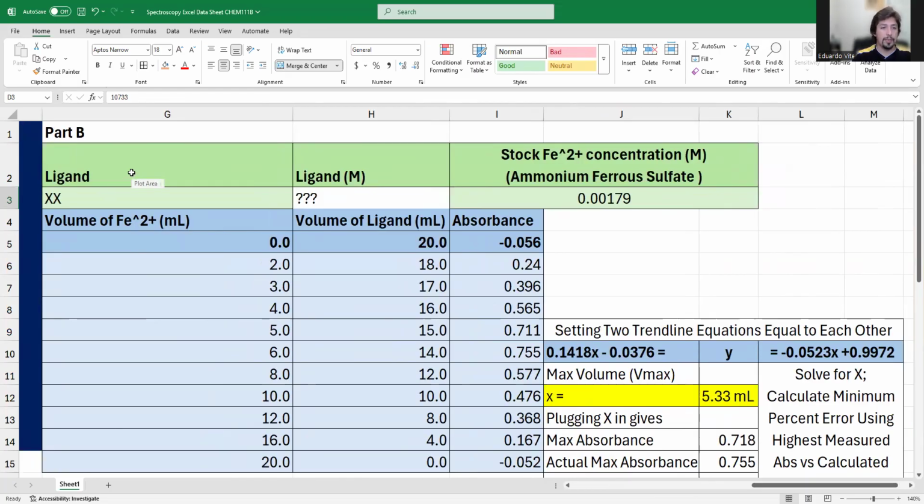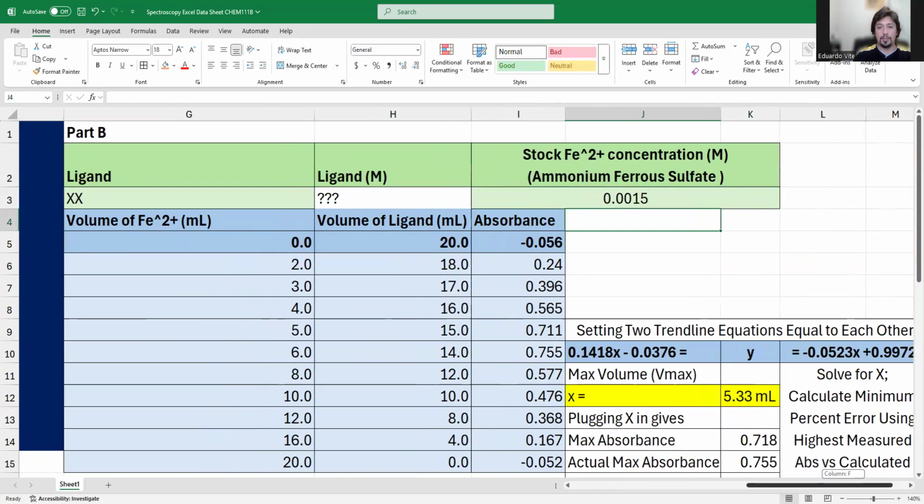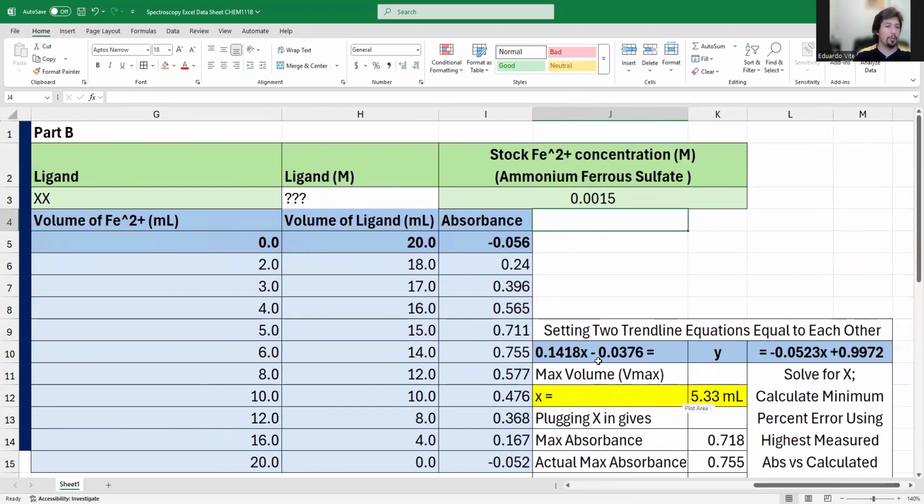shows the green. This is the ligand XX, the molarity. I wish I knew, but one day I will. I know that the stock Fe concentration was a little different too. It was 0.0015 for part B. Make sure you check with your classmates. You should always be writing down exactly what you see.